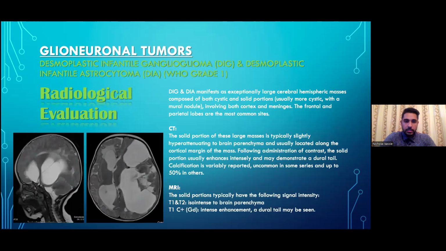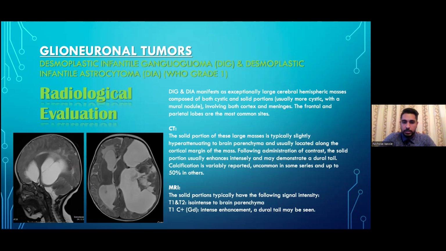When investigating radiologically, both tumors manifest as exceptionally large cerebral hemispheric masses composed of both cystic and solid portions, usually more cystic with a mural nodule involving both cortex and meninges. The frontal and parietal lobes are the most common sites for these types of tumors.